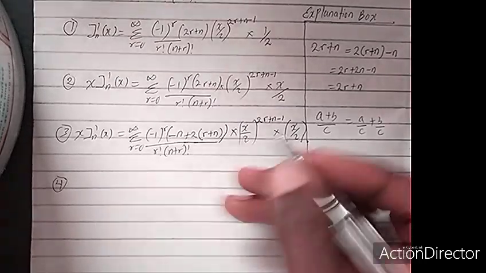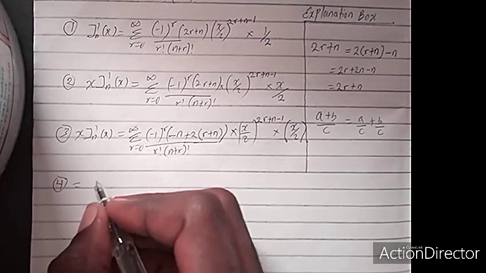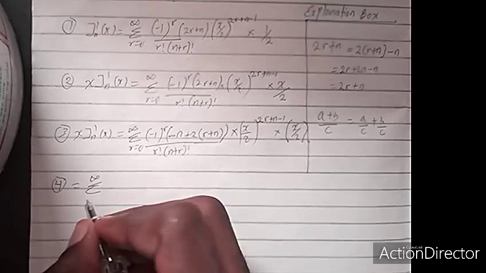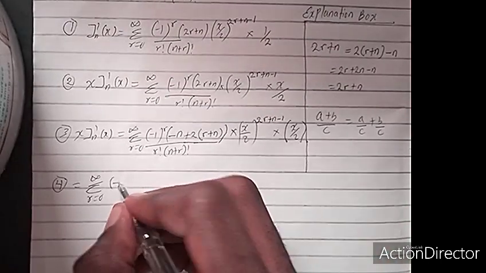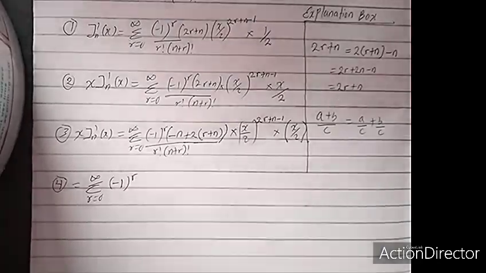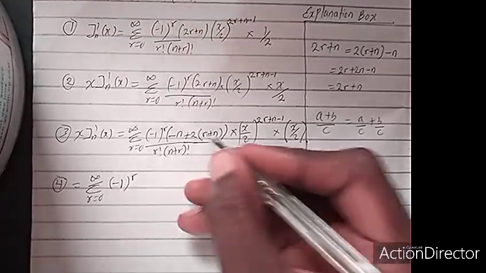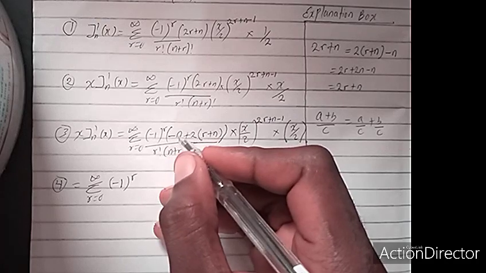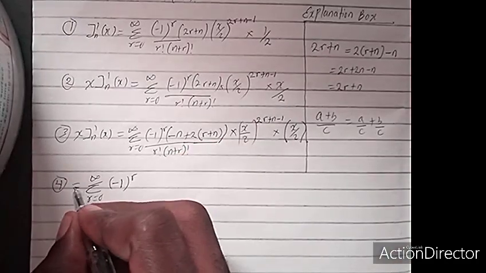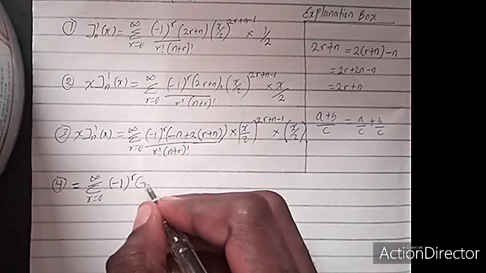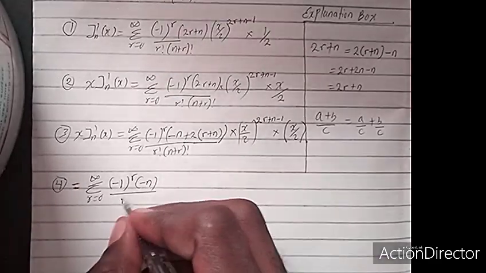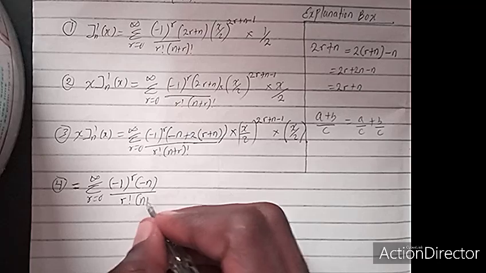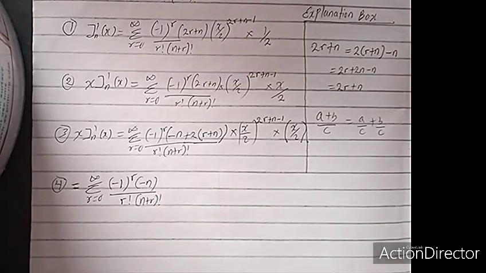So now let's go. I will have here the summation from r equals 0 to infinity of (-1)^r. Now I'm multiplying with minus n. Take note. Let me put it here, minus n over r factorial (n plus r) factorial.